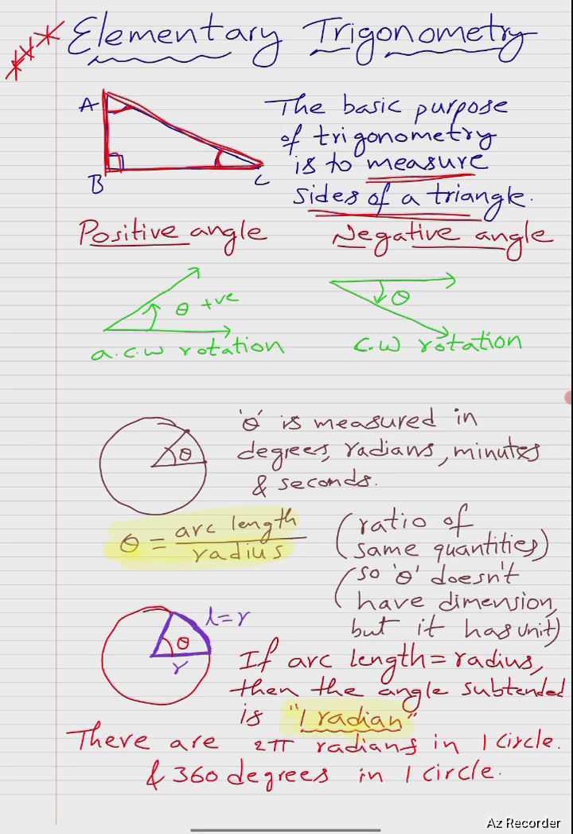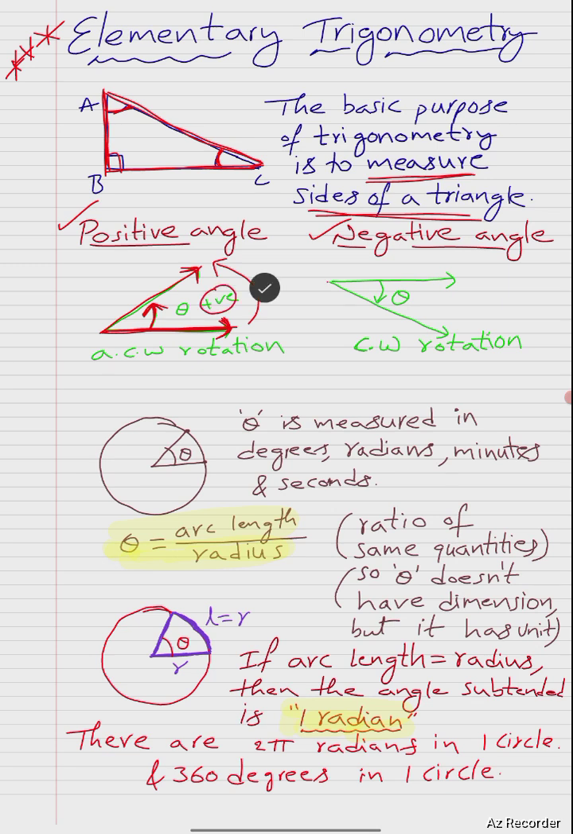Okay. Now, let us discuss the angle first. In angle, there are two types: positive angle and negative angle. So, what is a positive angle? Suppose I take this line as a reference line. Now, suppose this line is moved from here to here in anti-clockwise fashion. Then the angle subtended by this line is said to be positive.